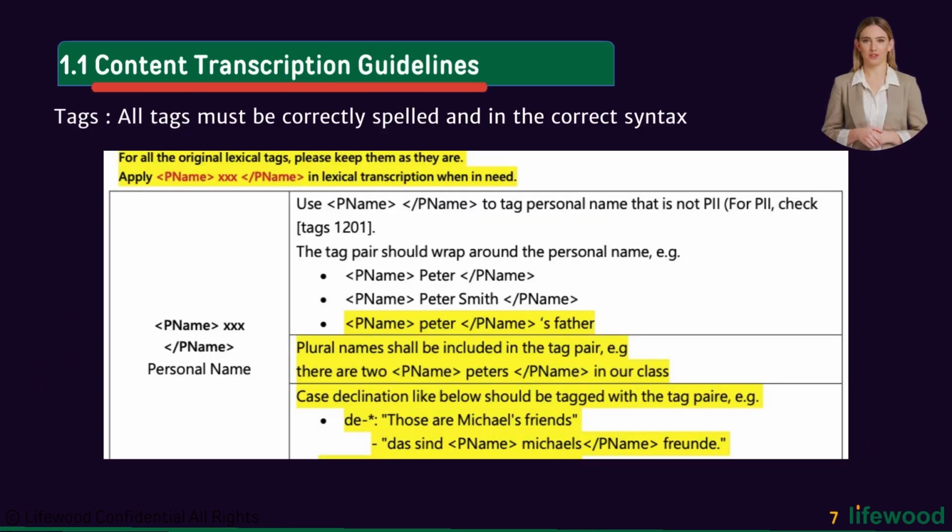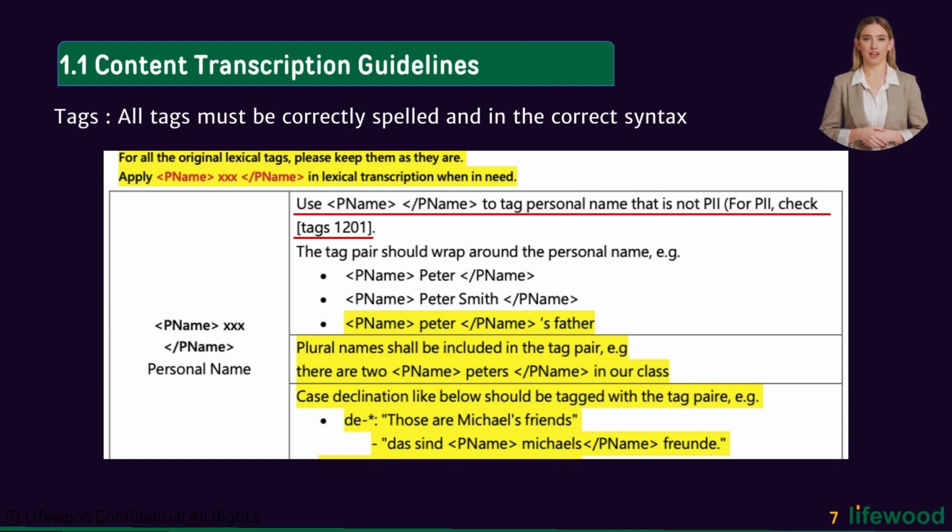For content transcription guidelines, all tags must be correctly spelled and in the correct syntax. You may refer to the image provided below. For all the original lexical tags, please keep them as they are. Apply the personal name tags in lexical transcription when needed. These are used to tag personal names that are not PII. For PII, check tags 1201.